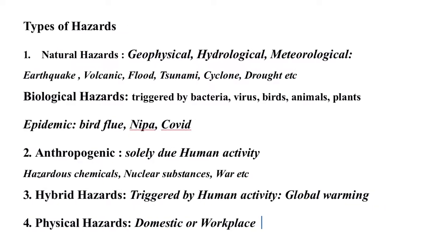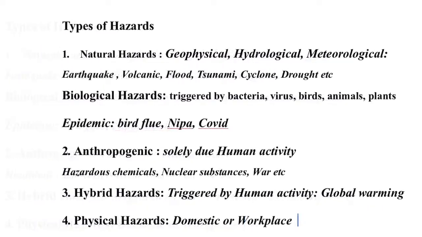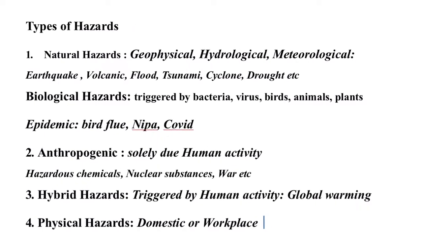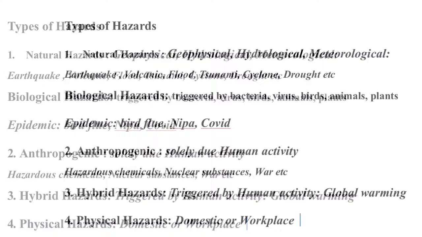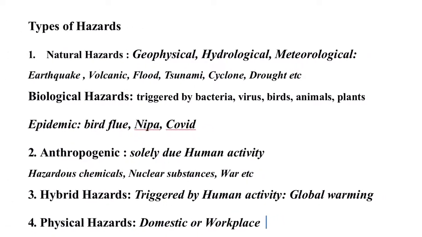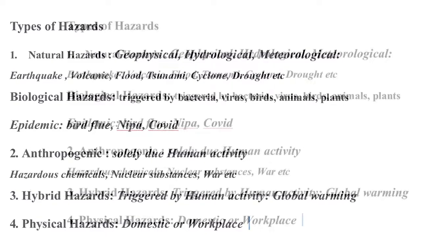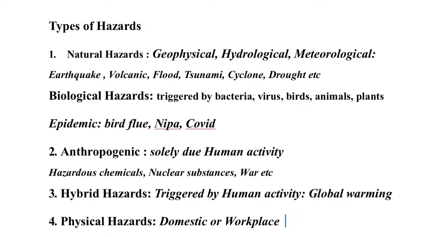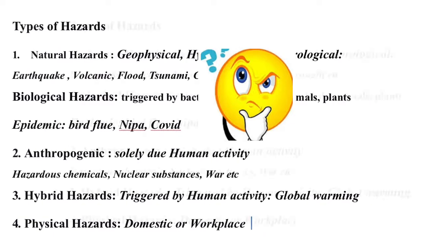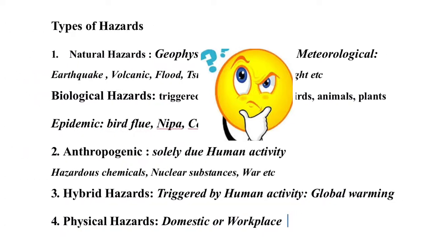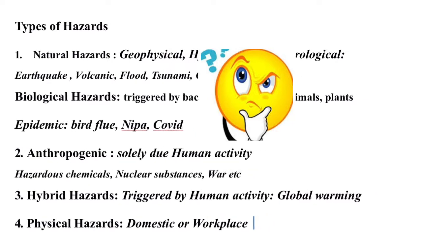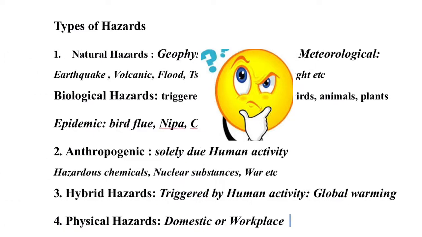Anthropogenic hazards are another class of hazards which are triggered solely due to human activities. Potential threats due to hazardous chemical substances, nuclear or radioactive materials, terrorism or war are examples of anthropogenic hazards. Is there any mechanism to understand when or wherever hazardous chemicals, nuclear or radioactive materials are transported, stored, or used?